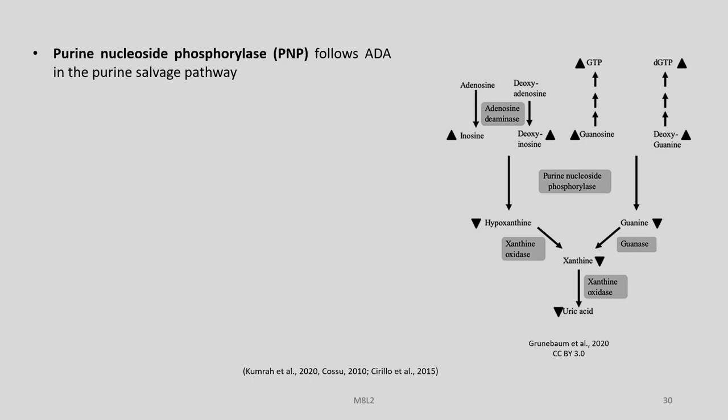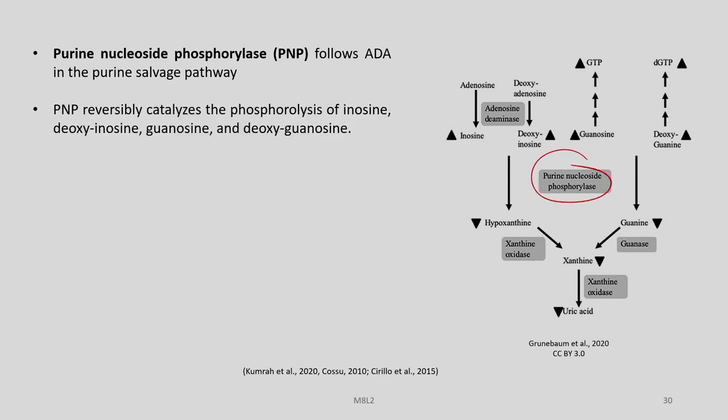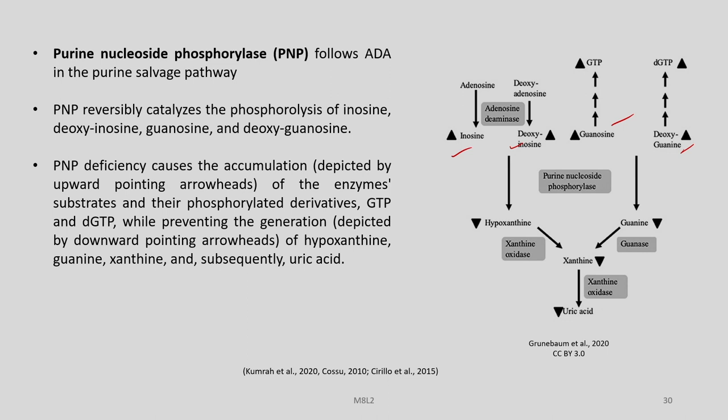Purine nucleoside phosphorylase, PNP, follows ADA in the purine salvage pathway. PNP reversibly catalyzes the phosphorolysis of inosine, deoxyinosine, guanosine, deoxyguanosine, and its deficiency causes the accumulation, depicted by upward pointing arrows here, of the enzyme's substrates and their phosphorylated derivatives GTP and dGTP, while preventing the generation of hypoxanthine, guanine, xanthine and subsequent uric acid.